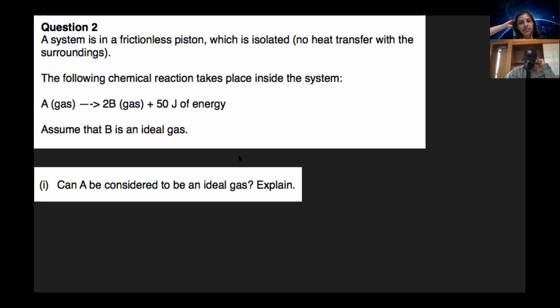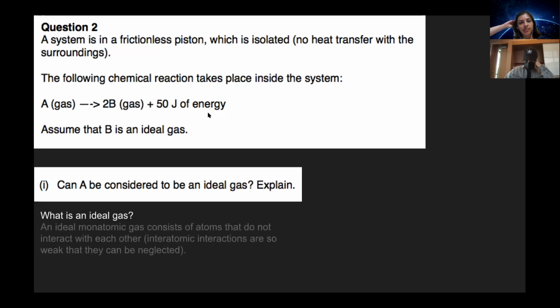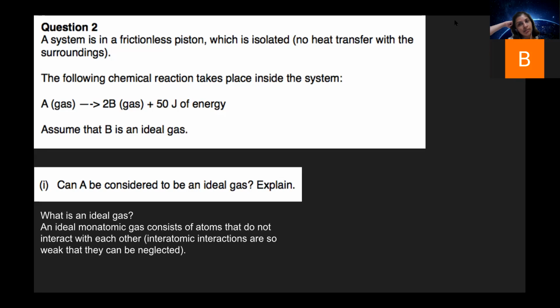There's one critical piece of information that will give you the answer to that. But first, let's talk about what an ideal gas is. An ideal gas is monatomic, and it consists of atoms that do not interact with each other. The interatomic interactions are very weak, and you can just neglect them for the purpose of solving problems in this class. So there's one key piece of information that can tell you whether or not A can be an ideal gas. Does anyone know what it is or care to guess?